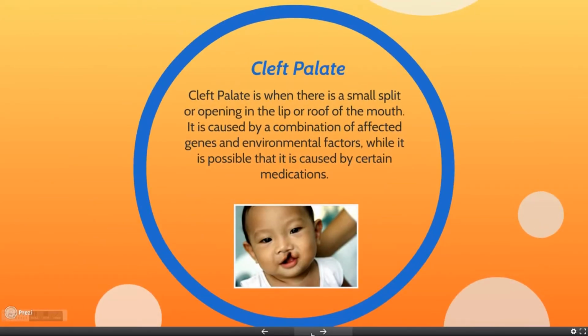Cleft palate is when there is a small split or opening in the lip or roof of the mouth. Children have cleft palates due to different causes. Some children have it because of changes in their genes, while it can also be caused by a combination of affected genes and environmental factors, or by certain medications a woman uses while she is pregnant.